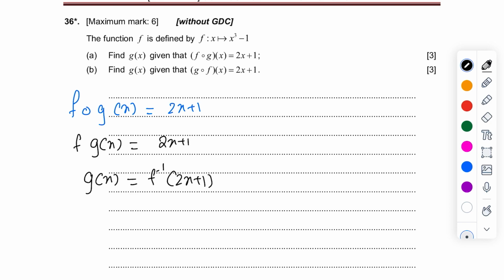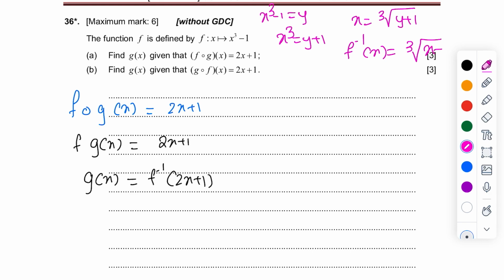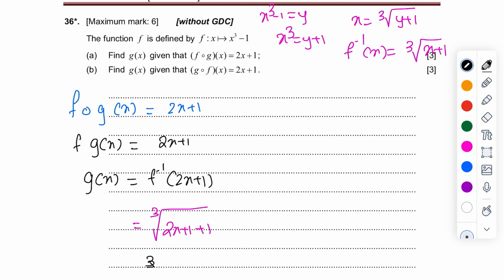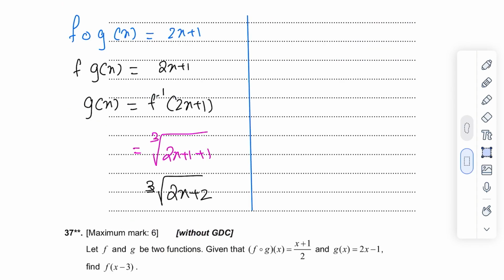So for that, x cube minus 1 equals y. So x cube equals y plus 1. So x equals cube root of y plus 1. So f inverse of x equals cube root of x plus 1. So f inverse of this one will become cube root of 2x plus 1 plus 1, which becomes cube root of 2x plus 2. That is g of x.